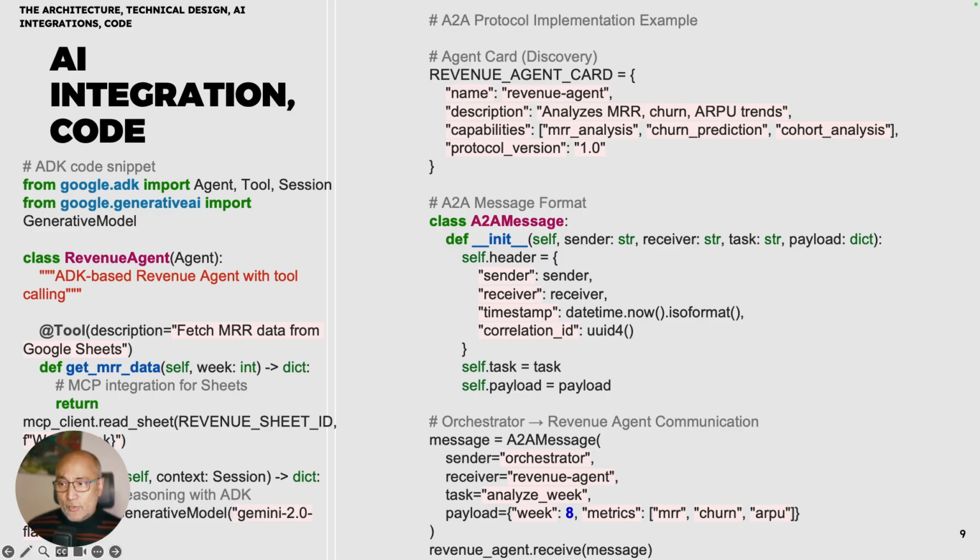Two key implementations I want to highlight. First, the agent-to-agent protocol. Each agent has a discovery card with capabilities. The orchestrator sends structured messages with correlation IDs for tracing. This enables true agent-to-agent communication. Second, the ADK integration. Here's how the revenue agent uses the tool decorator to fetch data via MCP, then uses Gemini for reasoning. This is the pattern from day 2 of the course applied at scale.